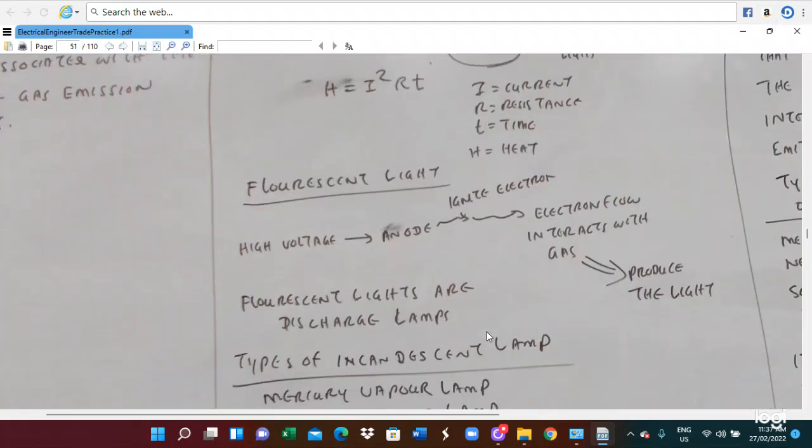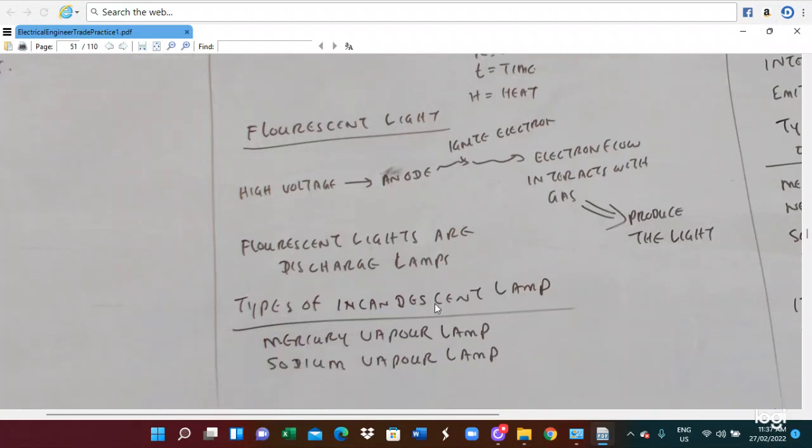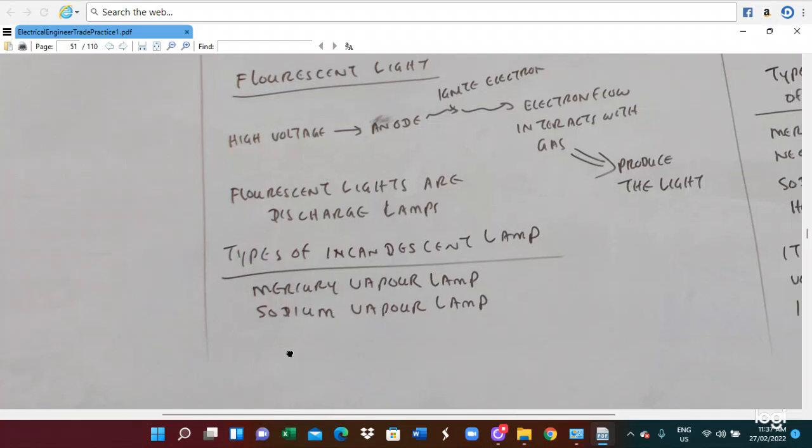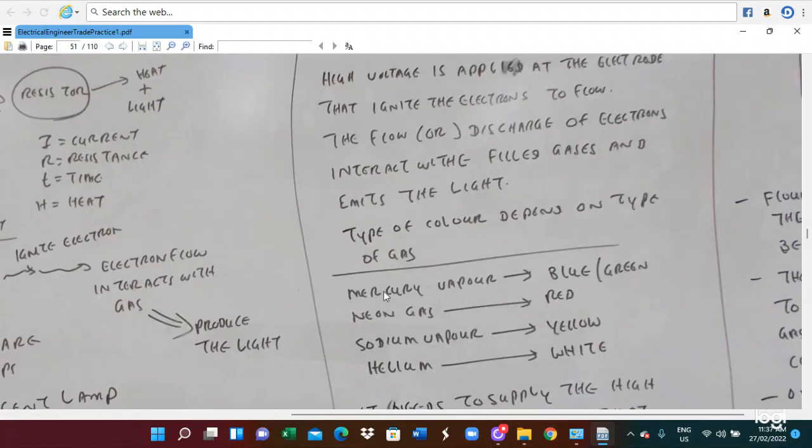The fluorescent lighting is different. High voltage is applied to the anode and ignites the electrons. The electrons flow and interact with the gas and produce light. So this is fluorescent lighting. Fluorescent lights are discharge lamps. The types include mercury vapor and sodium vapor lights.